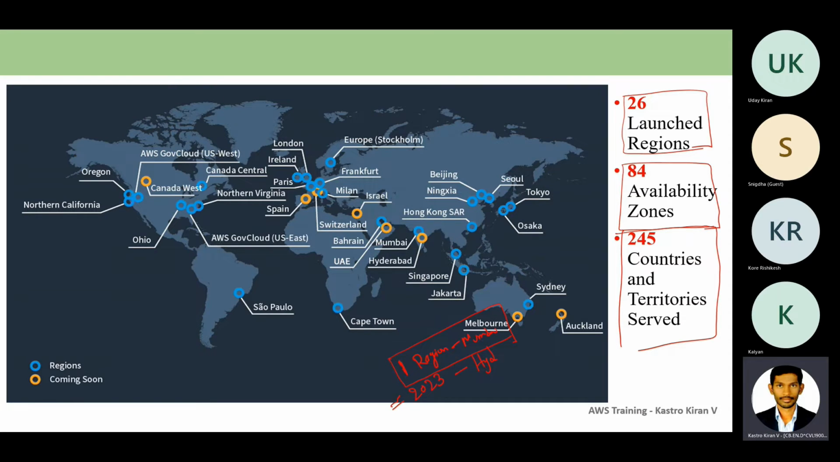In yesterday's class, when I was showing you, when you click on your name at the top right side, I showed you the different regions across the globe, right? Asia Pacific, Southeast, Bahrain, UAE, all these regions I have shown you. These are called regions. Now let's talk in more detail about regions and availability zones.